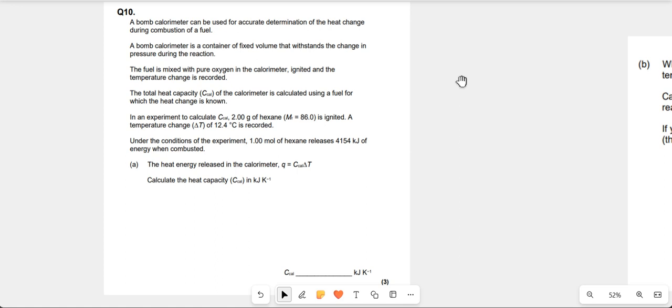I do know delta T and I've got this little equation here. I'm assuming that I need to find Q, and then from Q and delta T I'll be able to find C. So how can I find Q? Well, Q will be equal to the enthalpy times the moles.